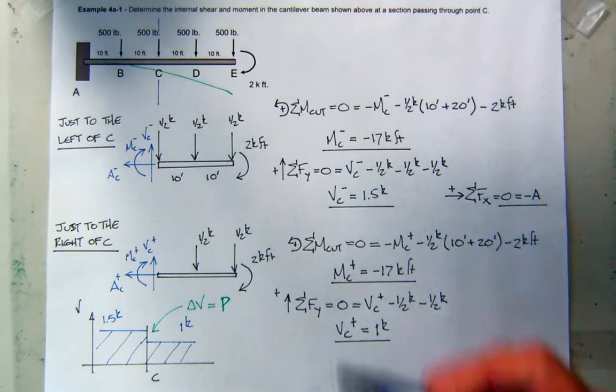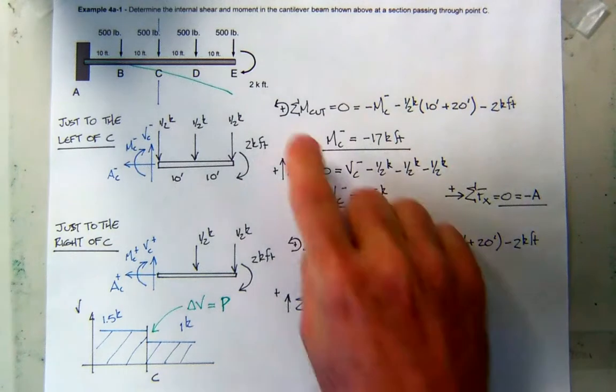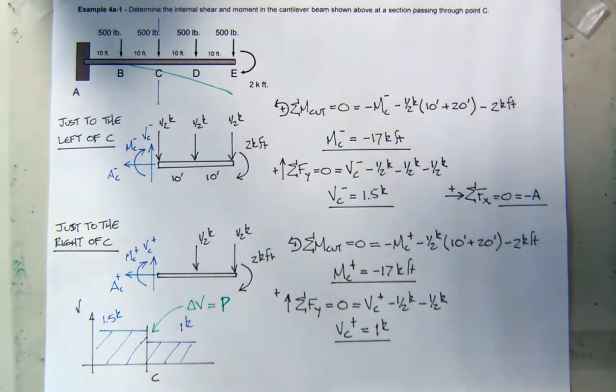The moment, on the other hand, has the same value. So the moment does not have an instantaneous jump or step as you move through. There are times where it does jump, and that's where you have applied moments. Okay, any questions about that?